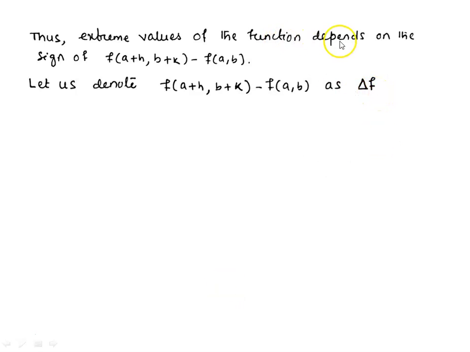The extreme values of the function depend upon the sign of this difference, f(a + h, b + k) minus f(a, b). Let us denote this difference as delta f. Now we have to check the sign of this difference.